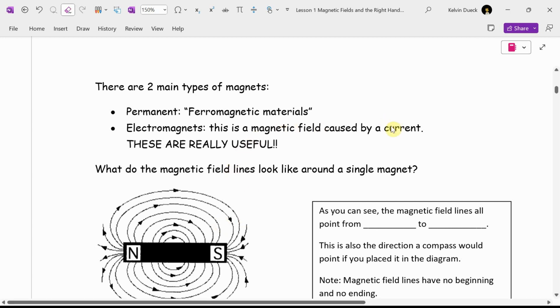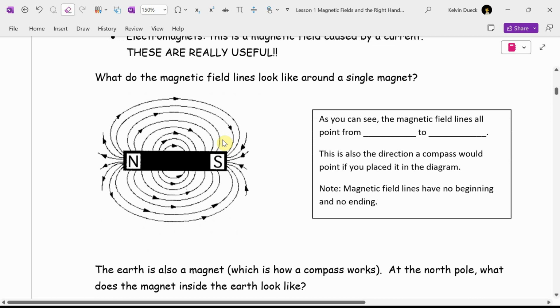This is a magnetic field caused by a current. This is really useful because it means you can turn a magnet on and off. Hugely useful. And you can control the strength of the magnet by controlling the strength of the current. We've just finished a unit on circuitry. By changing the resistors and the voltage, you can get whatever current you want. Let's go back to our bar magnet. What would magnetic field lines look like around the bar magnet? What do magnetic field lines point from and to? You can see the arrows are going from north to south.